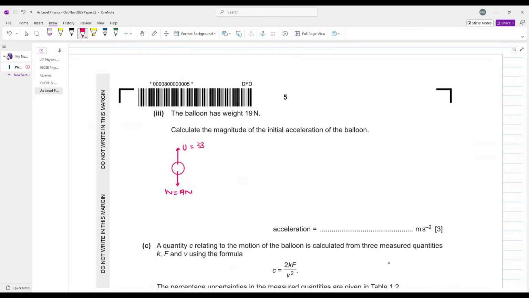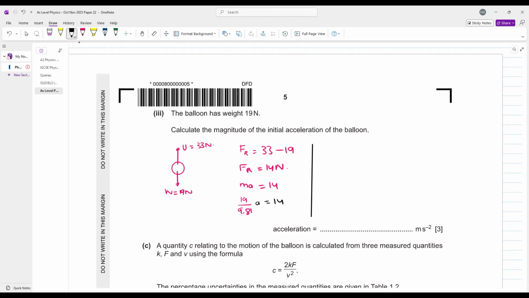Upthrust was equal to 33 Newton. Can you calculate the resultant force? 33 minus 19 is your resultant force. What is the resultant force? 14 Newton. Now, what can you write in place of resultant force? Mass into acceleration is equal to 14. How will you calculate the mass? Weight is given. Weight divided by 9.81 is your mass, multiplied by acceleration is equal to 14.